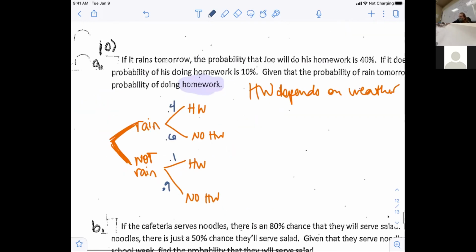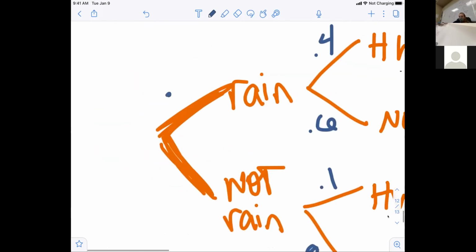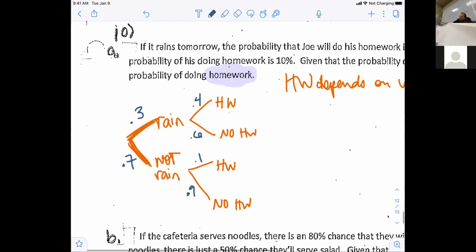Now, the last part is the question. It says, given today, like today or tomorrow, the probability of it raining is 30%. We're going to put that for my rain category, which means what percentage is it not going to rain? 70. And we want to find the probability of him doing his homework. So we are successful when we end with homework. And we have to take all the paths that get us to homework, okay?